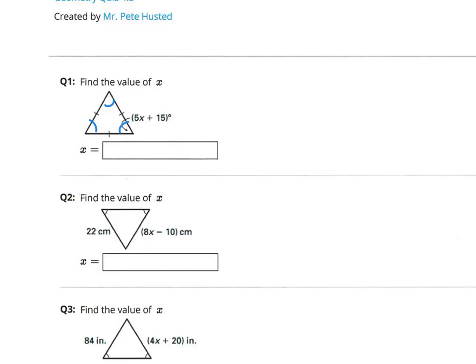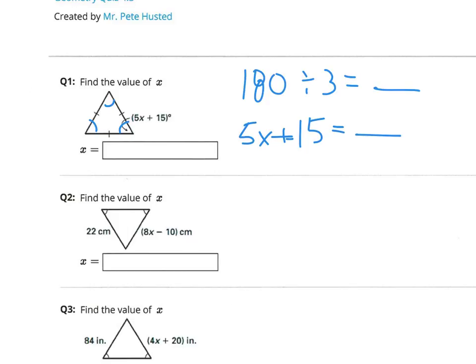And also, you need to remember how many degrees are in a triangle. It'd be 180, right? If we split that into 3 equal parts, then we know how many degrees each angle really is. So you can take 5x plus 15 then, and set it equal to the answer that you got up here, and solve for x that way.